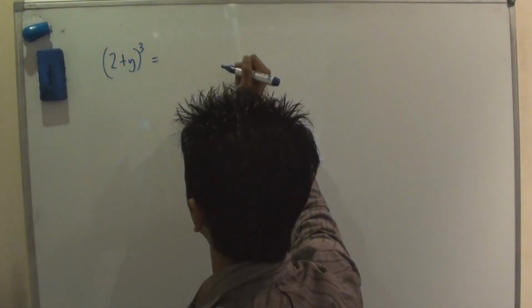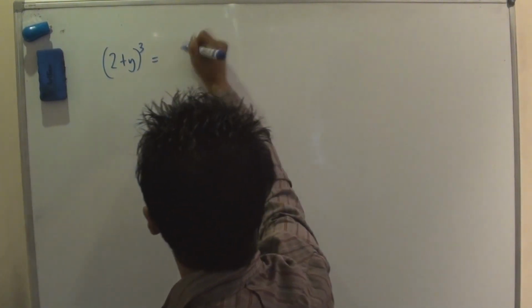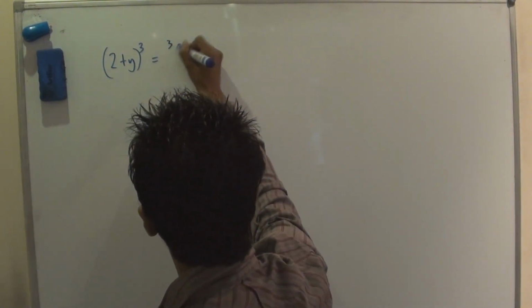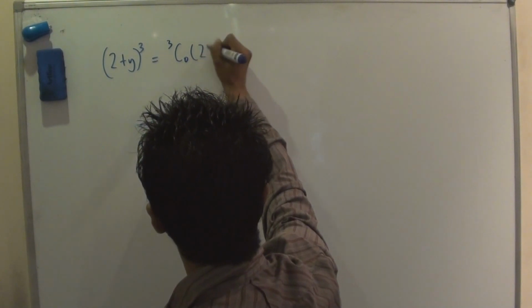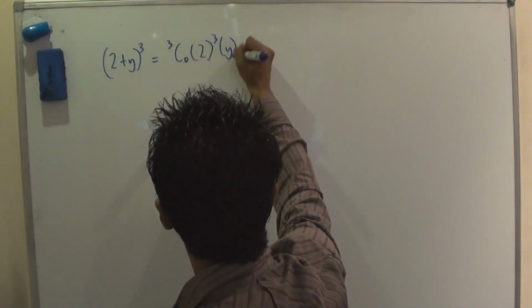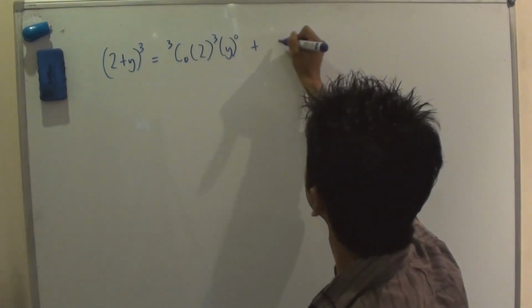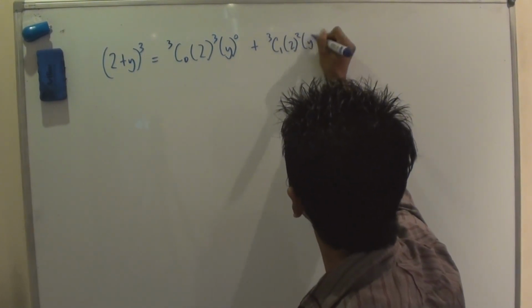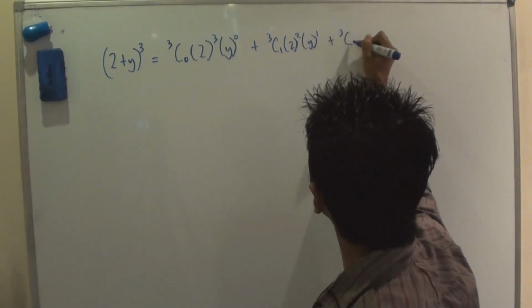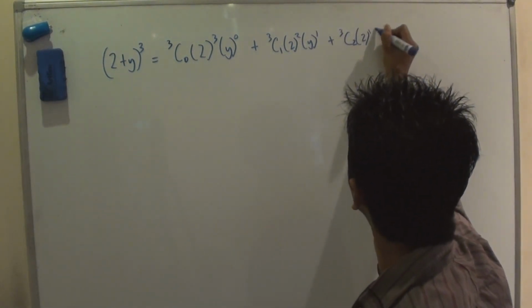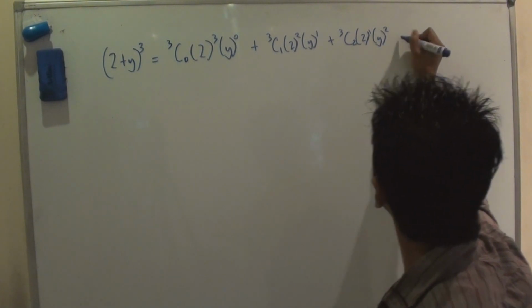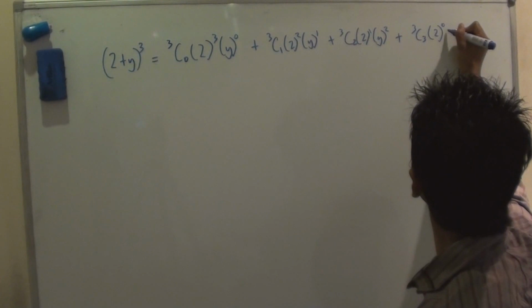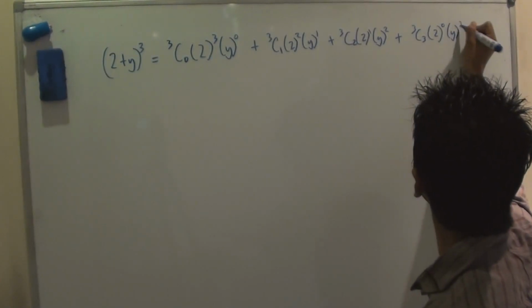So I'm going to do the full version, writing out the full working out, but some of you may be able to skip to the second or third line. So first of all, it's 3 choose 0, 2 to the power of 3, y to the power of 0, plus 3 choose 1, 2 to the power of 2, y to the power of 1, plus 3 choose 2, 2 to the power of 1, y to the power of 2, plus 3 choose 3, 2 to the power of 0, y to the power of 3.